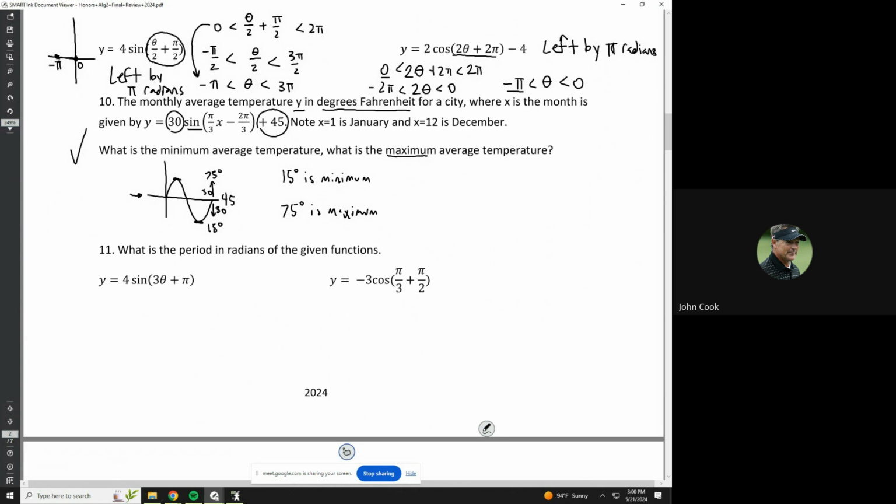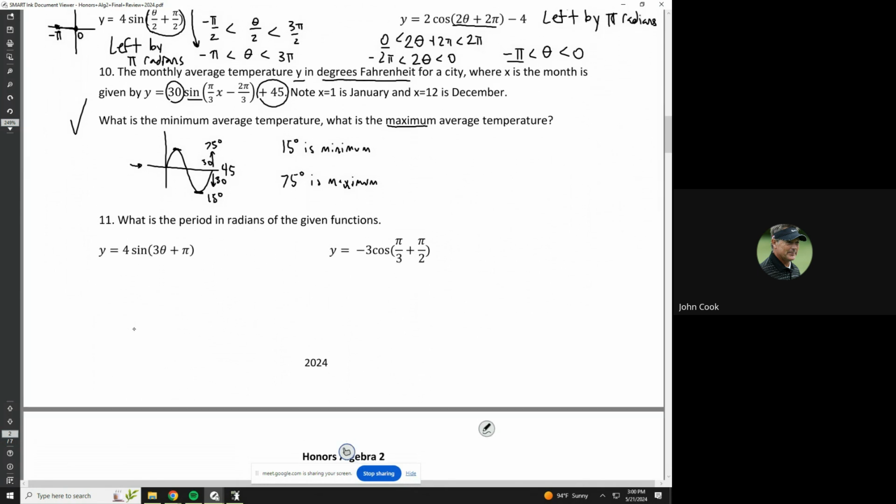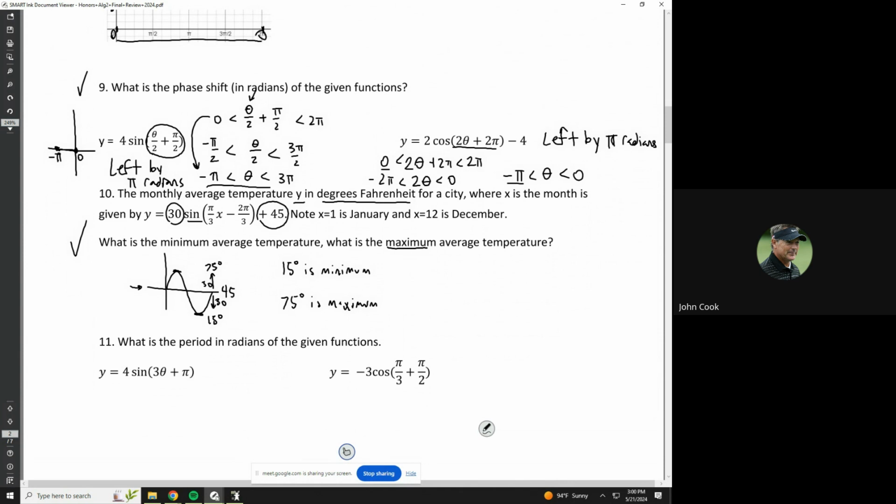What is the period in radians for the given function? Again, I'm going to handle it the same way that I did the previous problem, because doing it this way actually also tells you the period, because the period is just the distance between this lower value and this upper value. So how far away is negative pi from 3 pi? That would be a total distance of 4 pi. So 4 pi would be my period for the first part of number 9.